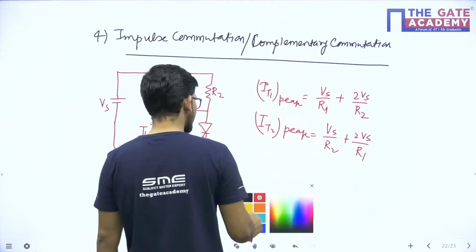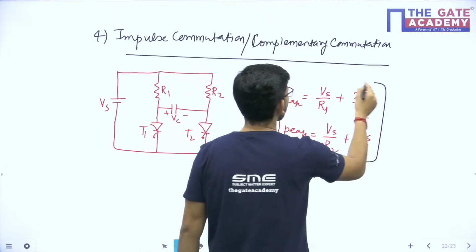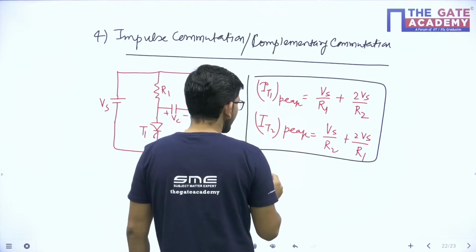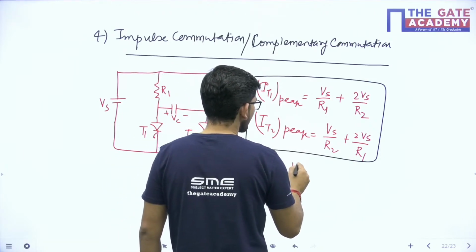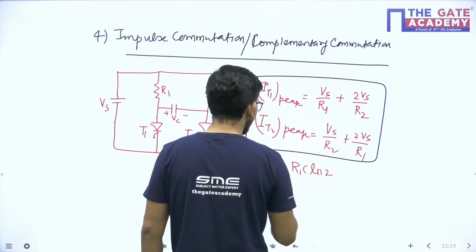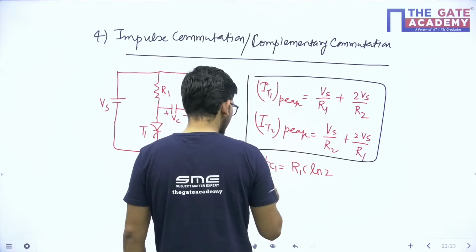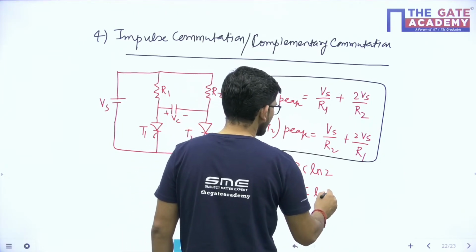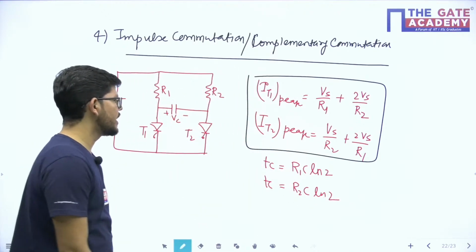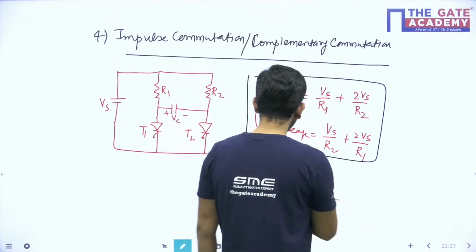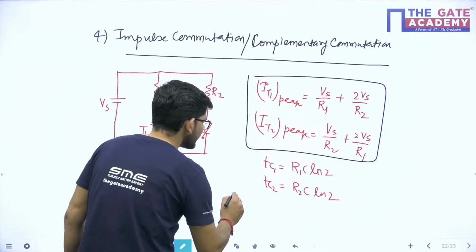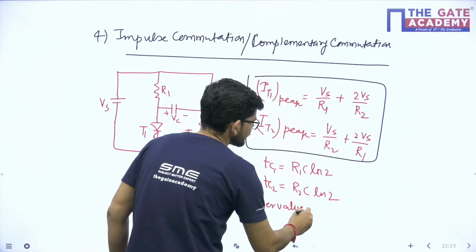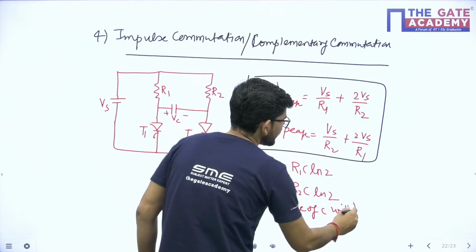So these are the two important formulas that we have in the case of complementary or impulse commutation. After that, you are asked to calculate the circuit turn off time for T1, which is equal to R1 C ln 2, and don't write 1 here because the capacitor will be the same. Circuit turn off time for the second is R2 C ln 2. Now you will get two values of C here. So which one to choose? The higher value of C will be chosen.